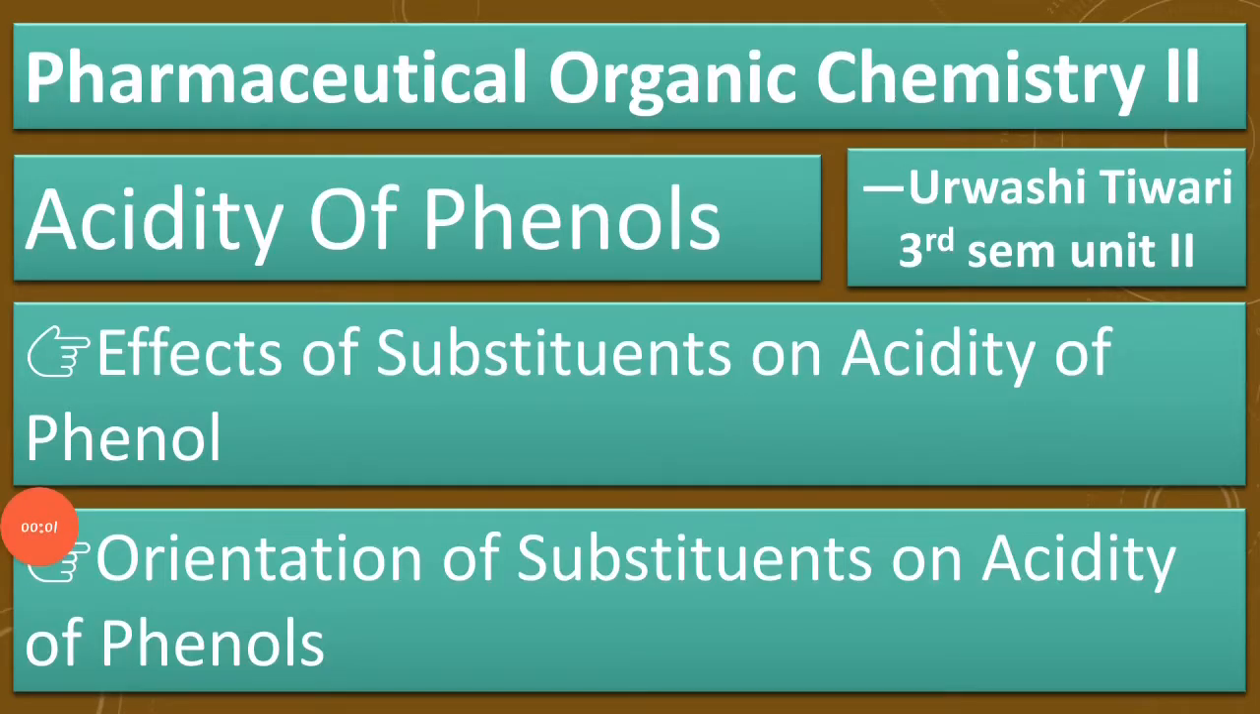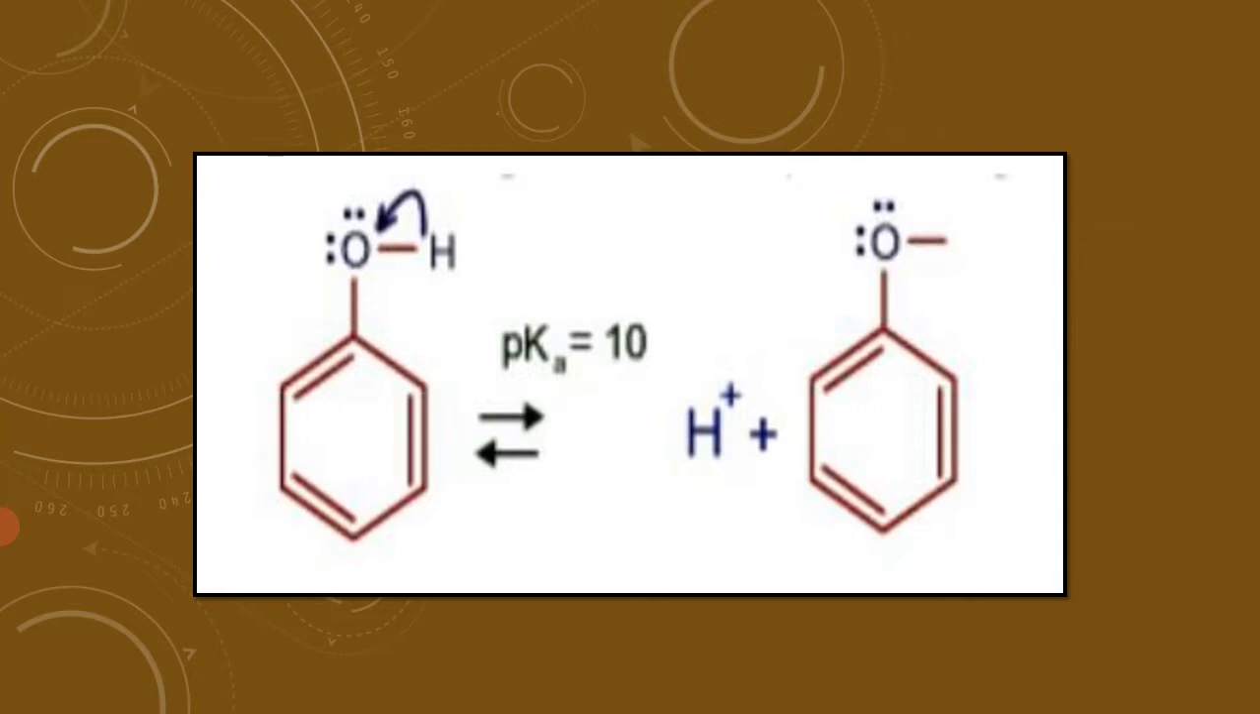In the last video lecture we had seen the effect of substituents on the reactivity and orientation of benzene. Let us see the effects of substituents on the acidity of phenol. So what are phenols? Phenols are organic compounds where a hydroxyl group is attached to a benzene ring.